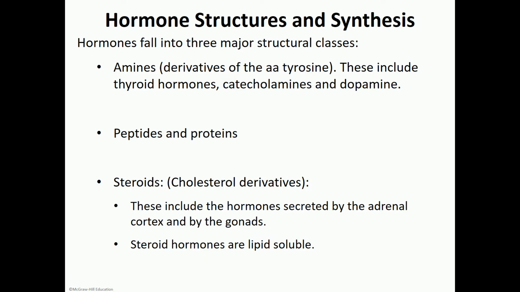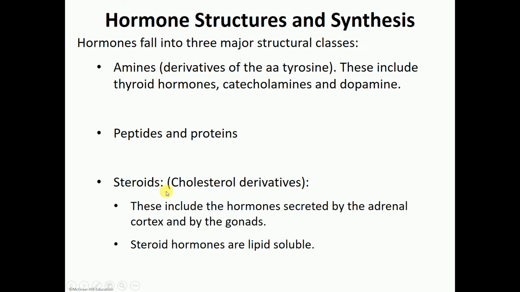So what are the structures of the hormones? Again, all of these endocrine glands make chemicals known as hormones. Those hormones fall into one of three major structural classes. Either they're derivatives of the tyrosine amino acid, and we call them amines. Those include your thyroid hormones, catecholamines, and dopamine. Or the chain will put 2 or 3 amino acids together, make a peptide chain, or make it into a bigger protein, so peptides and proteins. Or they're derivatives of cholesterol, and those are your steroid hormones.